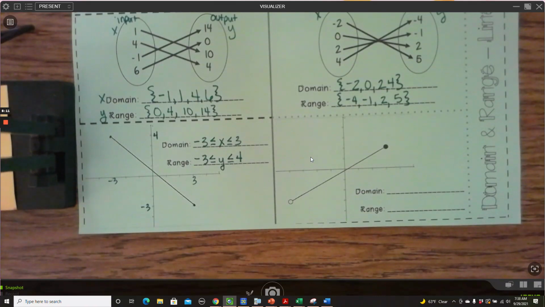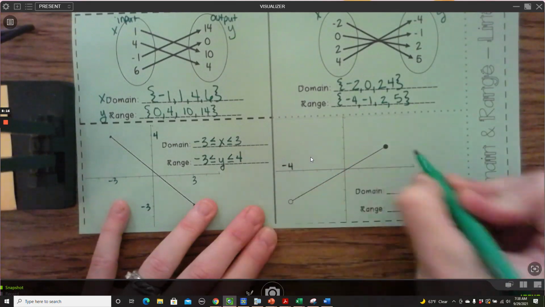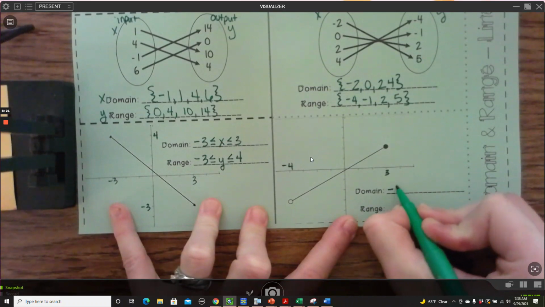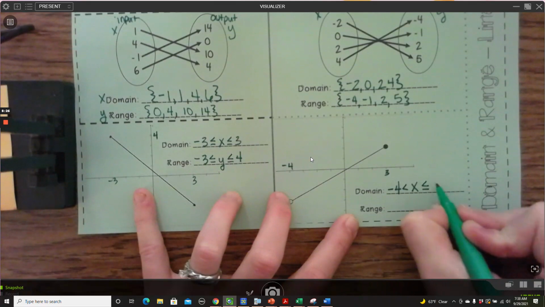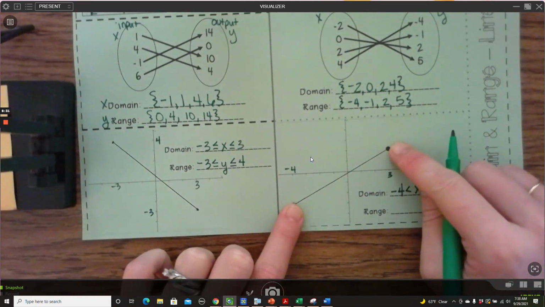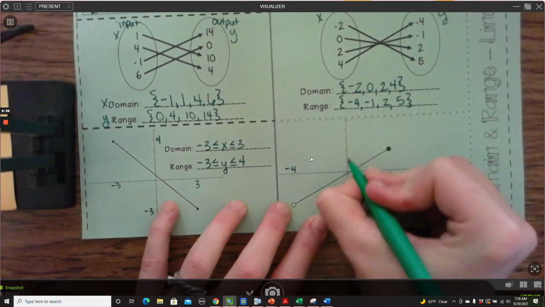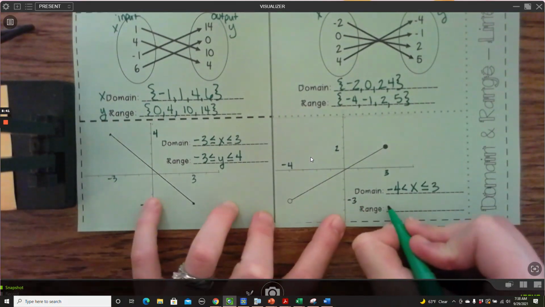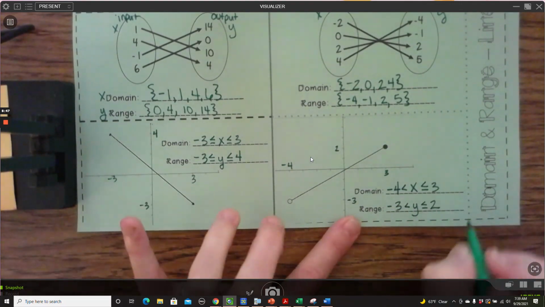So the next one, now we have an open circle. So domain are my x's. So this is a -4 here, and this one is a 3. So it's an open circle. So for my domain, -4 is less than x, and x is less than or equal to 3. That's my domain, from -4 to 3. Now my range, my smallest y here is a -3, and my biggest y is a 2. So again, open circle down here. So -3 is less than y, and y is less than or equal to 2.